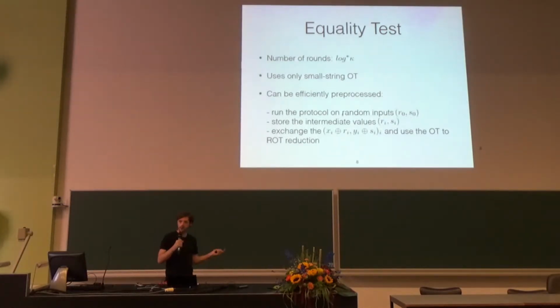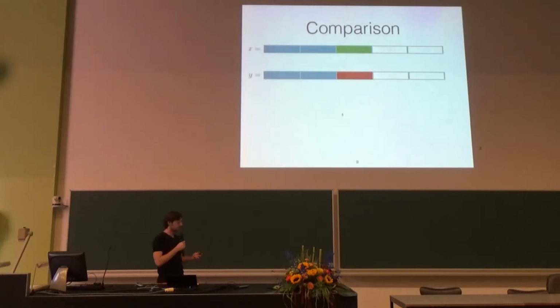So that was for equality test. That's quite a simple protocol. And now we want to look at secure comparison, which is a bit more complex, and which will in particular rely on equality test as a sub-protocol. The idea here is again to have some shrinking procedure where we start from 2 strings, and we want to obtain a smaller string so that the comparison predicate between those smaller strings is preserved.